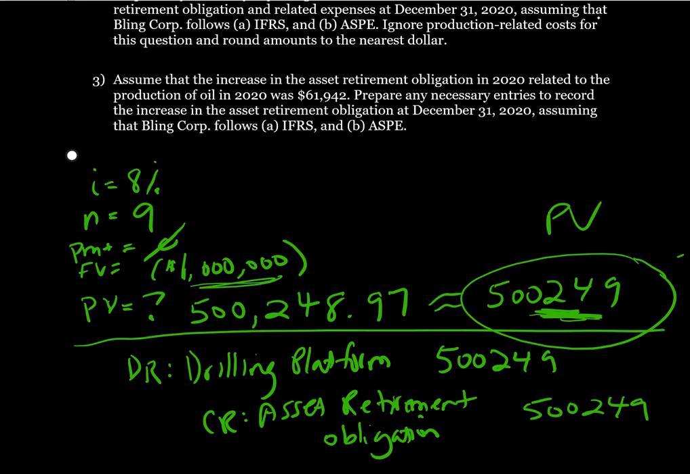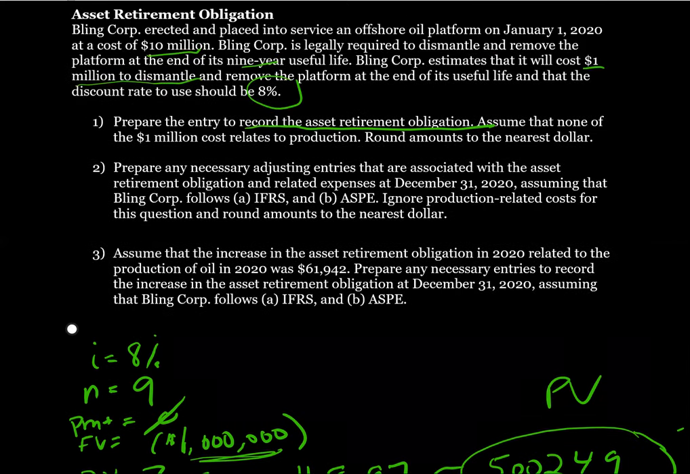And once we know what the present value is, we put the debit to the capital asset and we put the credit to this liability for an asset retirement obligation on our statement of financial position. So the entire entry is balance sheet, or statement of financial position. Nothing here has gone through our income statement. Okay, let's take a look.